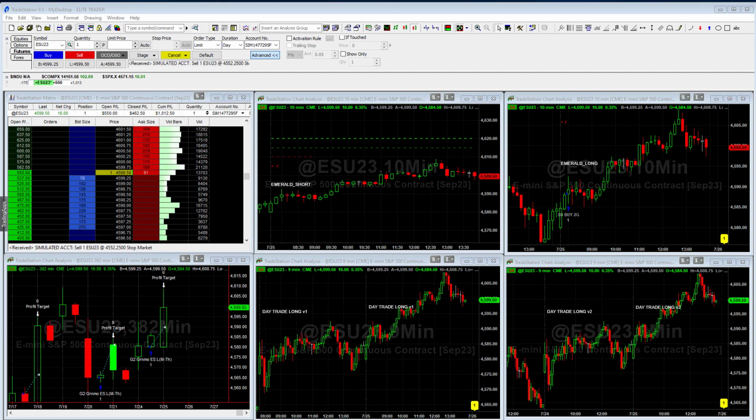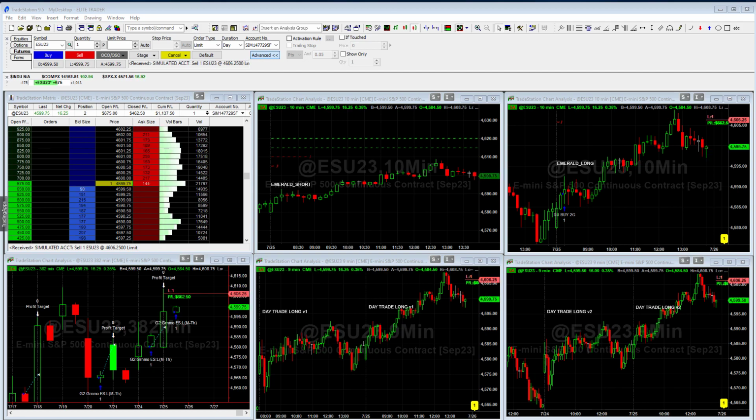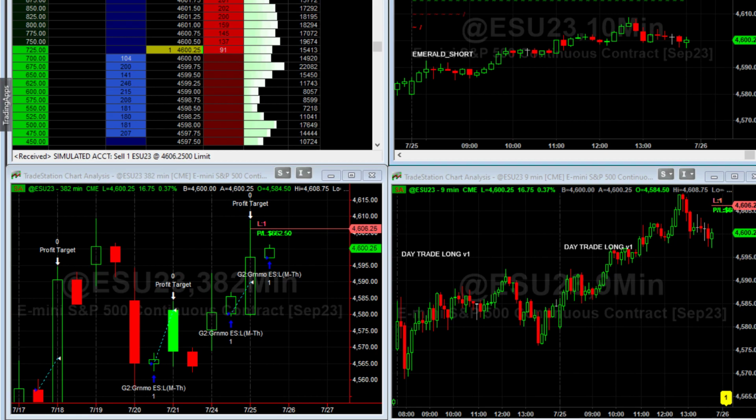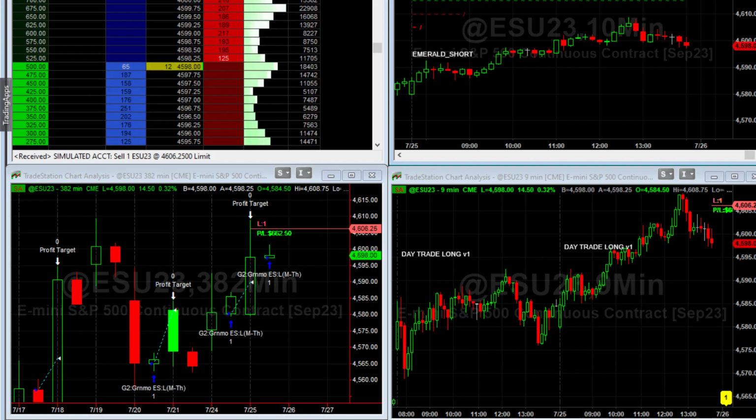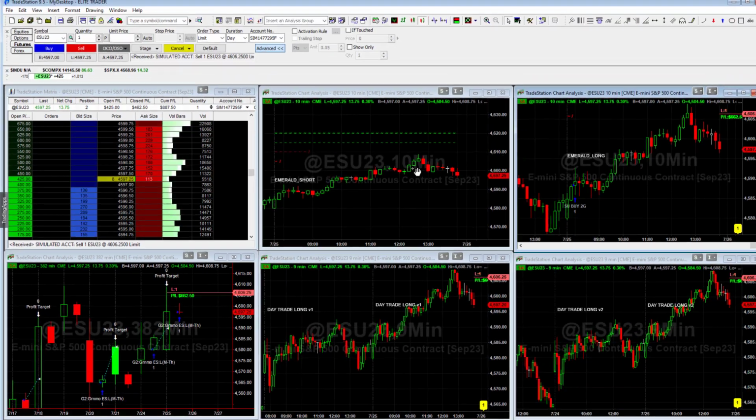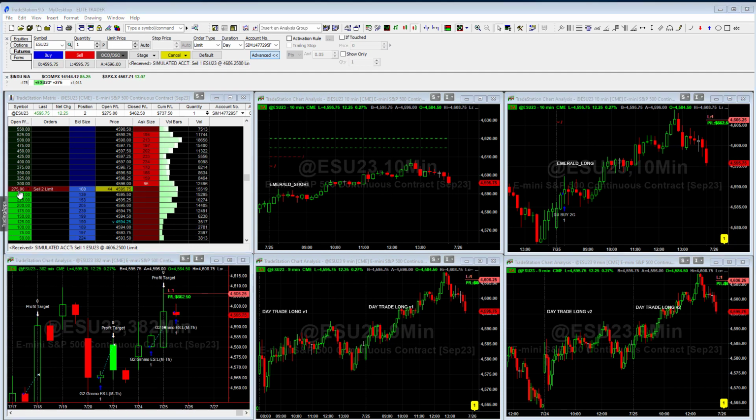Okay, so if you look at the bottom left chart, you're going to see that we're going to do another buy order, and there it is right there. So you see that the overnight, the Geronimo ES just did another trade, and so we are long that trade right now.